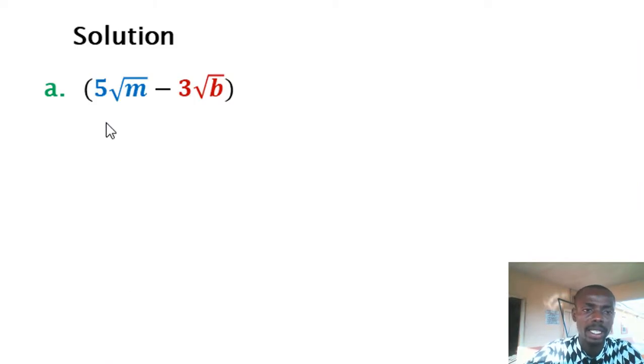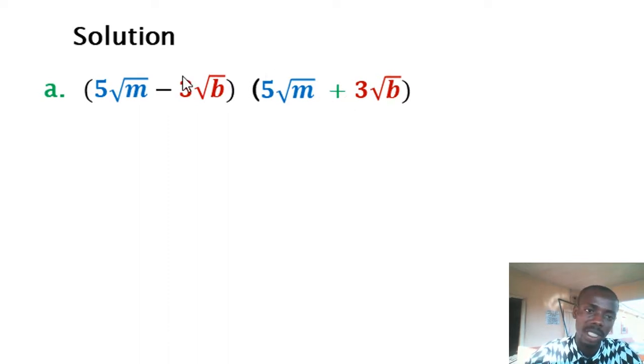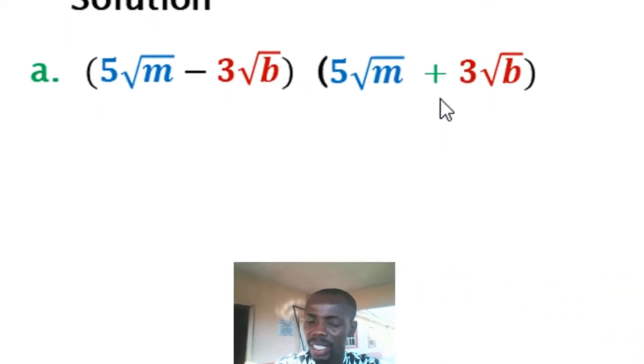So here is 5 root m minus 3 root p. Writing out the conjugate, that is going to be the same 5 root m and 3 root p. The only difference is here we have a negative sign, so in between them is going to be positive. And that makes one the conjugate of the other. I believe that is clear now.